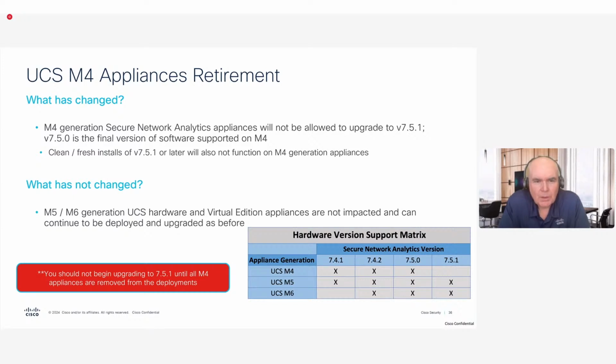So, like I said, any clean or fresh install of 751 or later will not function on M4 generation appliances. So be aware of that. The M5, M6s, no problem. And virtual editions are not impacted. So if you're like me running a lab and you have a bunch of virtual machines, you can upgrade them to 751 with no issue. That's not a problem here.